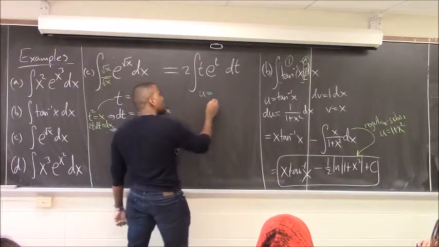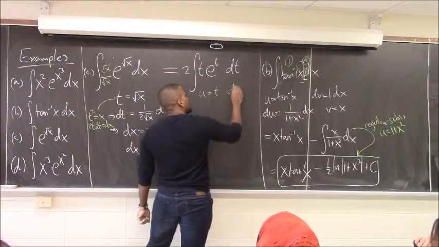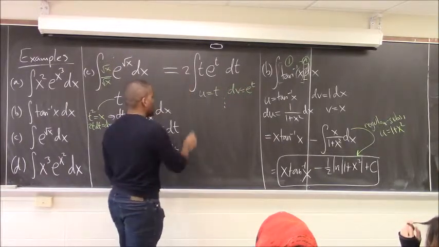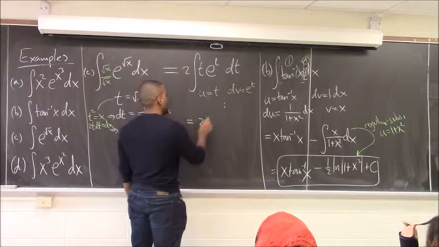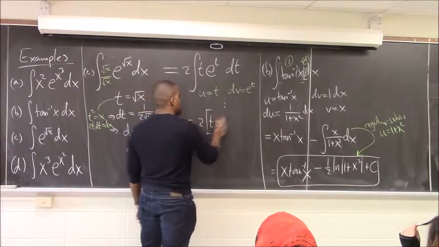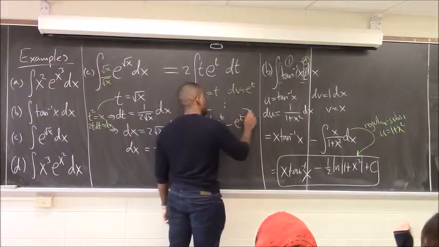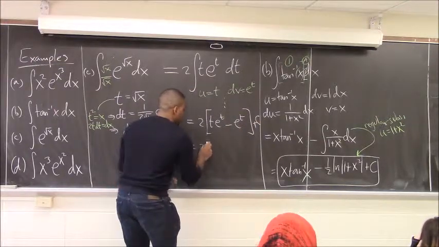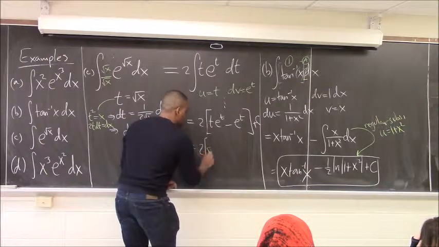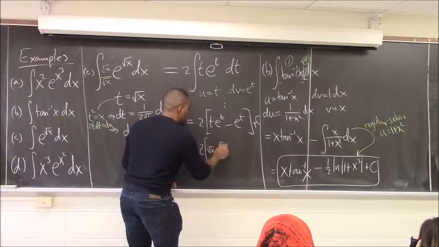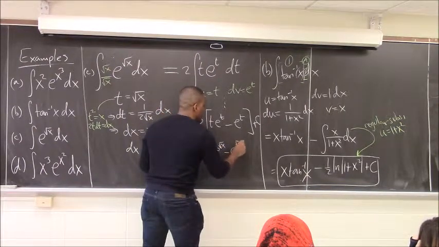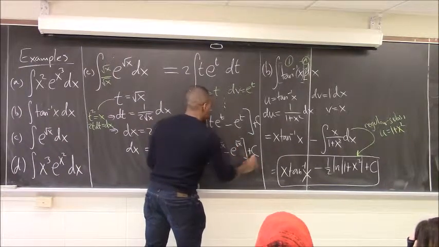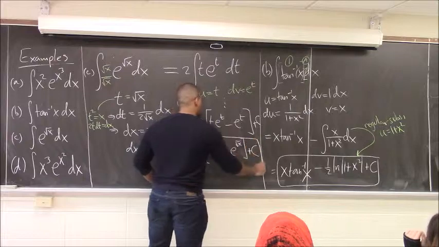So here I choose u equals t, dv equals e to the t. Ultimately, we can go through the motions. We've done this a couple times by now. So we know the answer should be t e to the t minus e to the t. So this is 2 times radical x e to the radical x minus e to the radical x plus c. That's our answer.